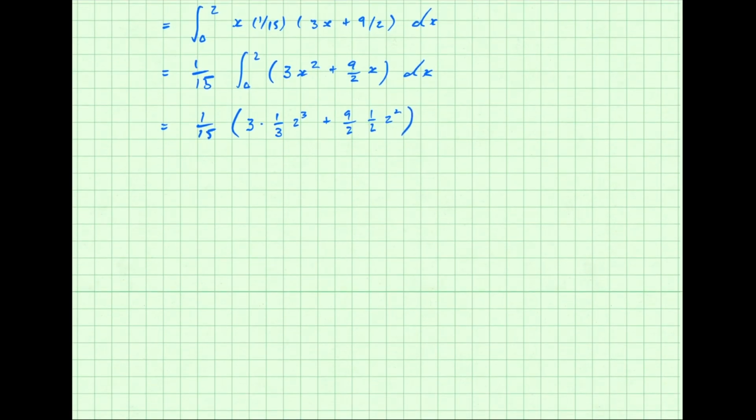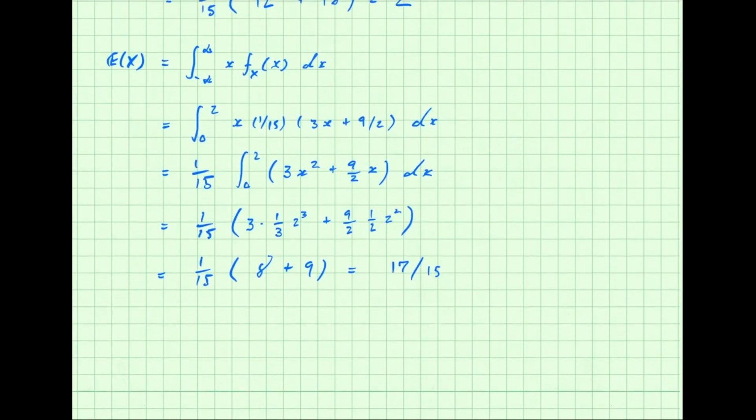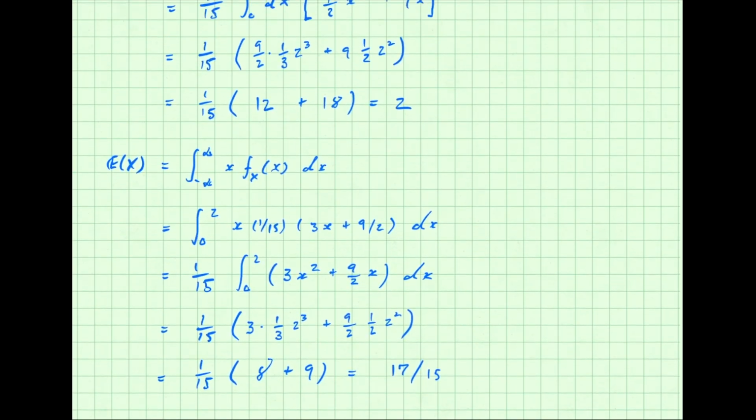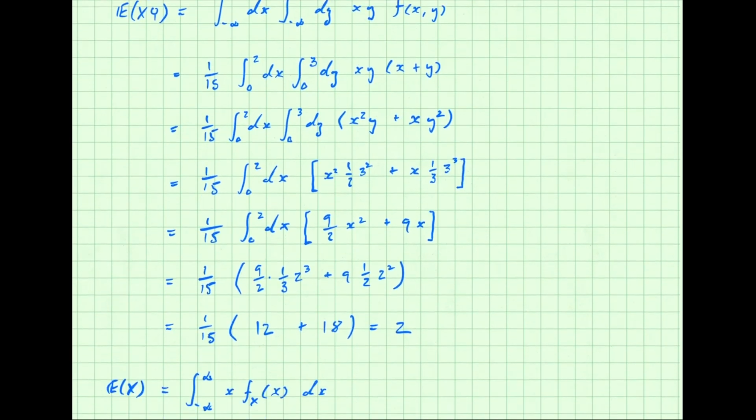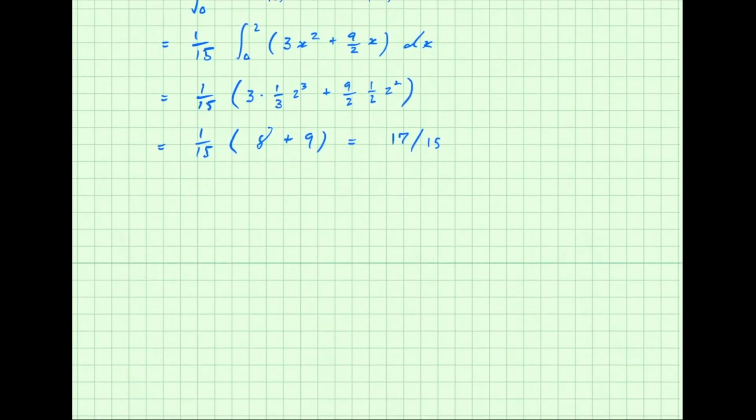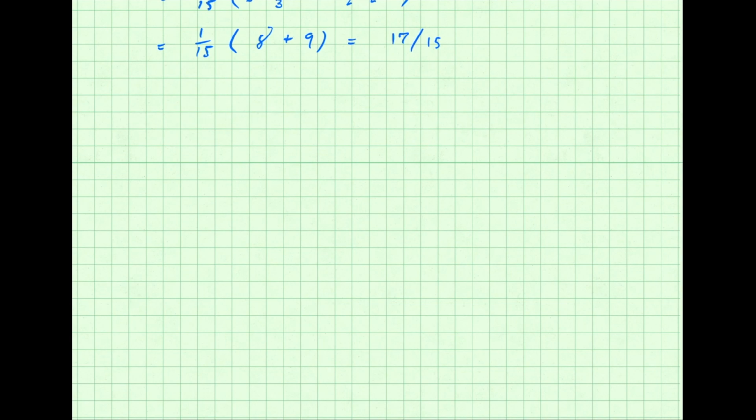And so lots of things are going to disappear here, so we got 1/15. The 3's go away, and so we just get 2 cubed, so that's 8, plus, and now the 2's go away, so that's 9. And so that's 17/15. Right? So that's the expected value for x. Right, so we've found the expected value for the product of x times y. We found the expected value for x. And then we'll finish by finding the expected value for y.